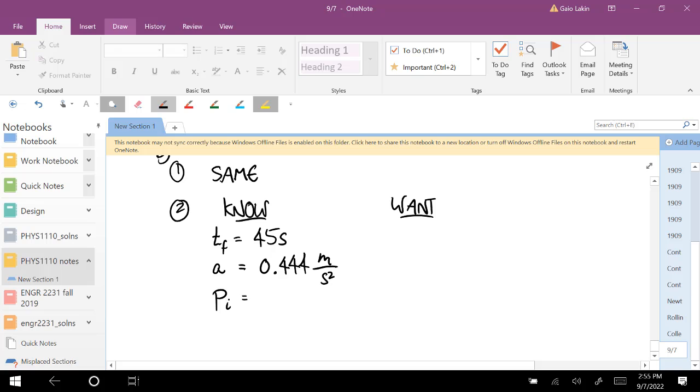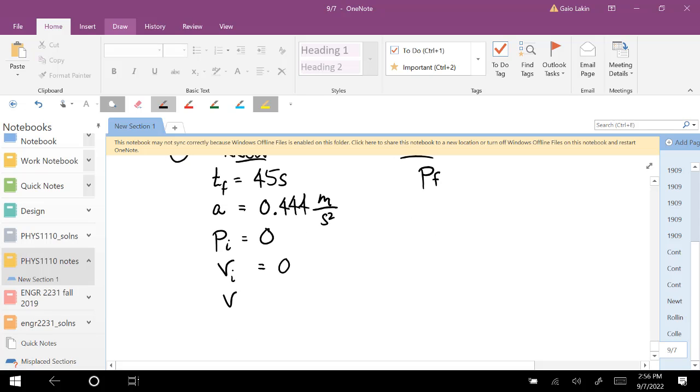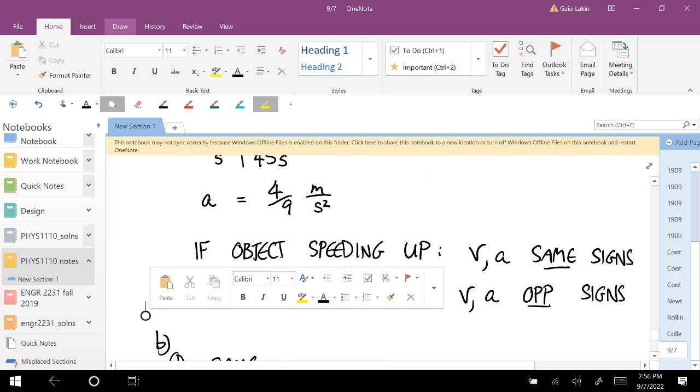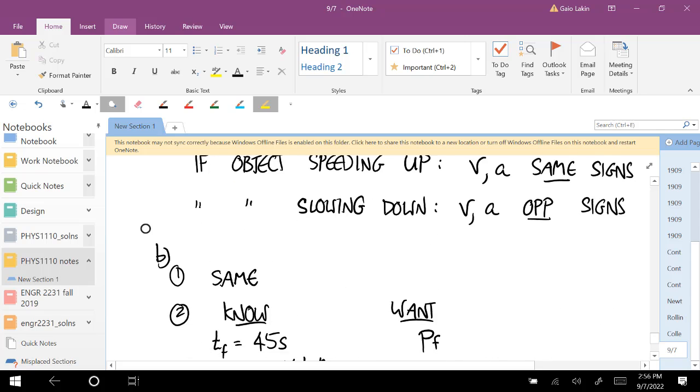Our initial position was 0. Do we know our final position? No. Do we want it? That's what we're trying to find. Yep, so that goes over here. Our initial velocity was 0. Our final velocity was, what was that, 20? Yeah.